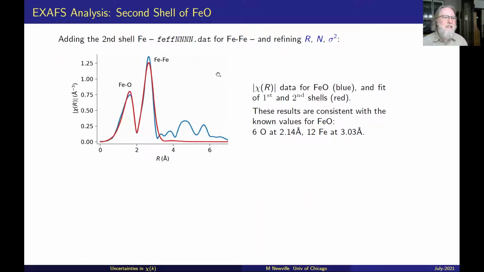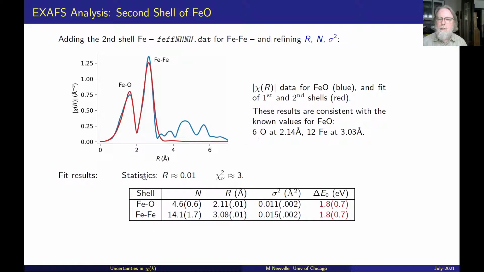But for now, let's go back to our simple fit of iron oxide, and look at the second shell fit. So here is the fit with two shells. Again, the data in blue and the fit with an iron oxide and an iron shell in red. And the fit statistics are here. That R factor is about 0.01. Reduced chi-square is about 3. Our coordination numbers are a bit off. We get about 4.5 and 14 instead of 6 and 12 as we should have. The distances are a bit contracted, actually slightly expanded from what we expect.